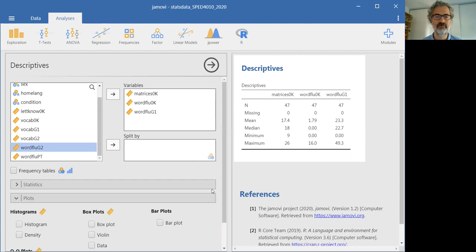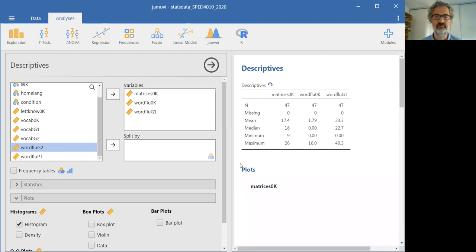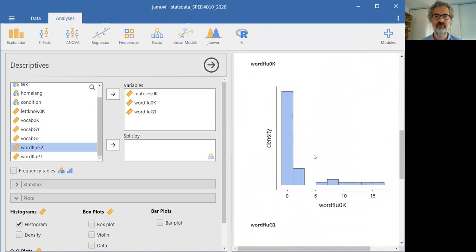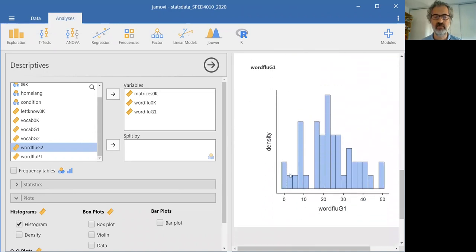And the first thing we have to do whenever we have a variable we want to look at is the histogram. So here is the histogram for the matrices, for word reading fluency in kindergarten, where most kids can't read, and the same in first grade.